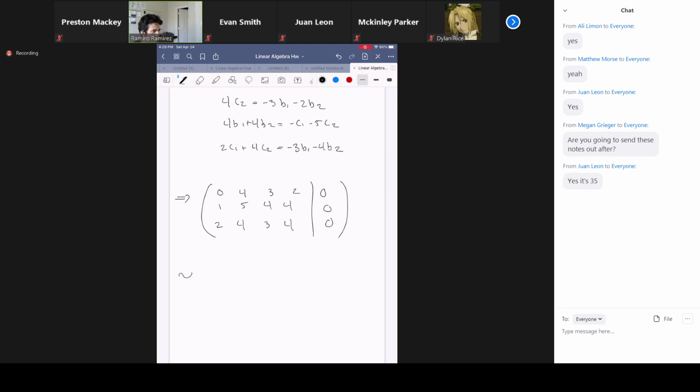All right, so we get 1, 0, 0, 1, 0, 1, 0, minus 1, 0, 0, 1, 2, 0, which means I get that C1 has to equal minus B2. C2 has to equal B2. And that B1 has to equal minus 2 B2. So as long as it can satisfy this condition, it should be fine.